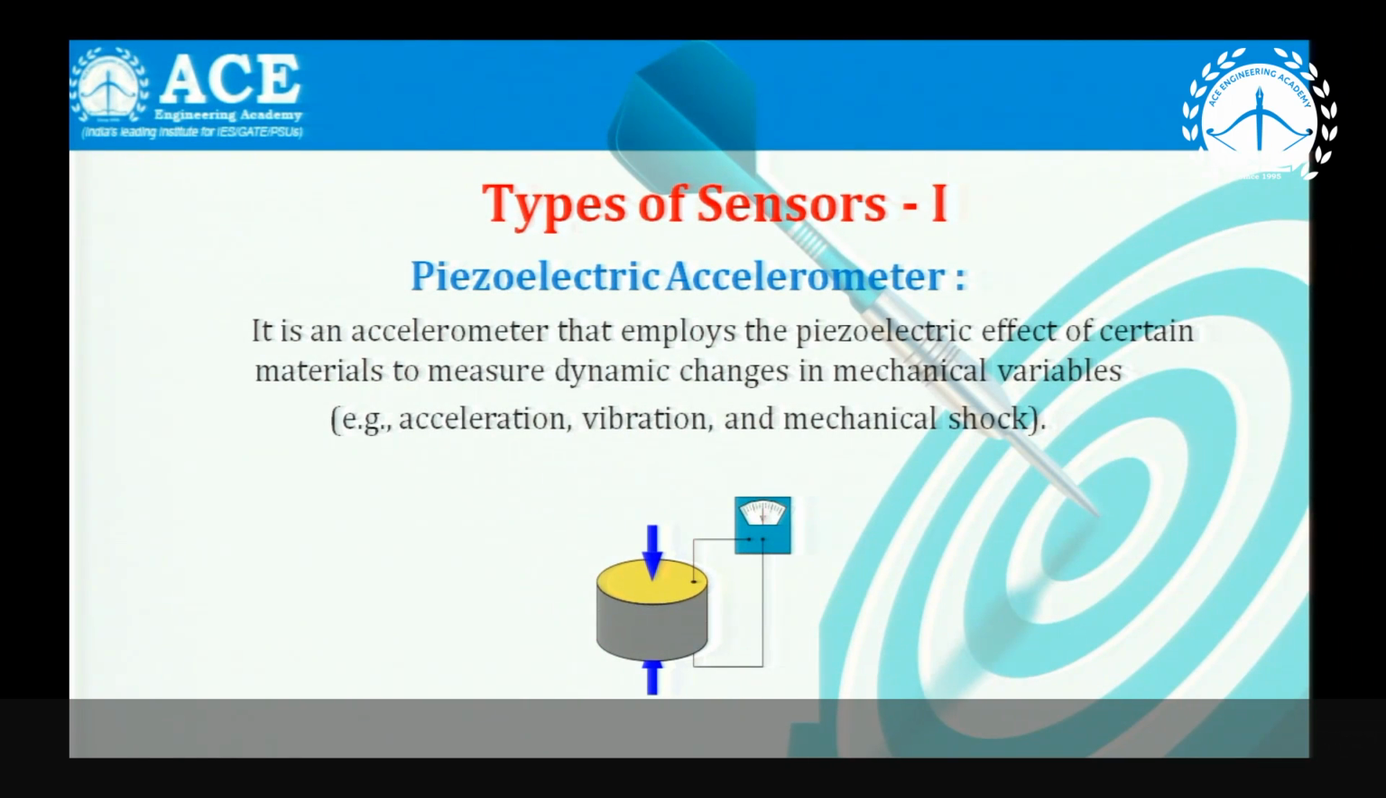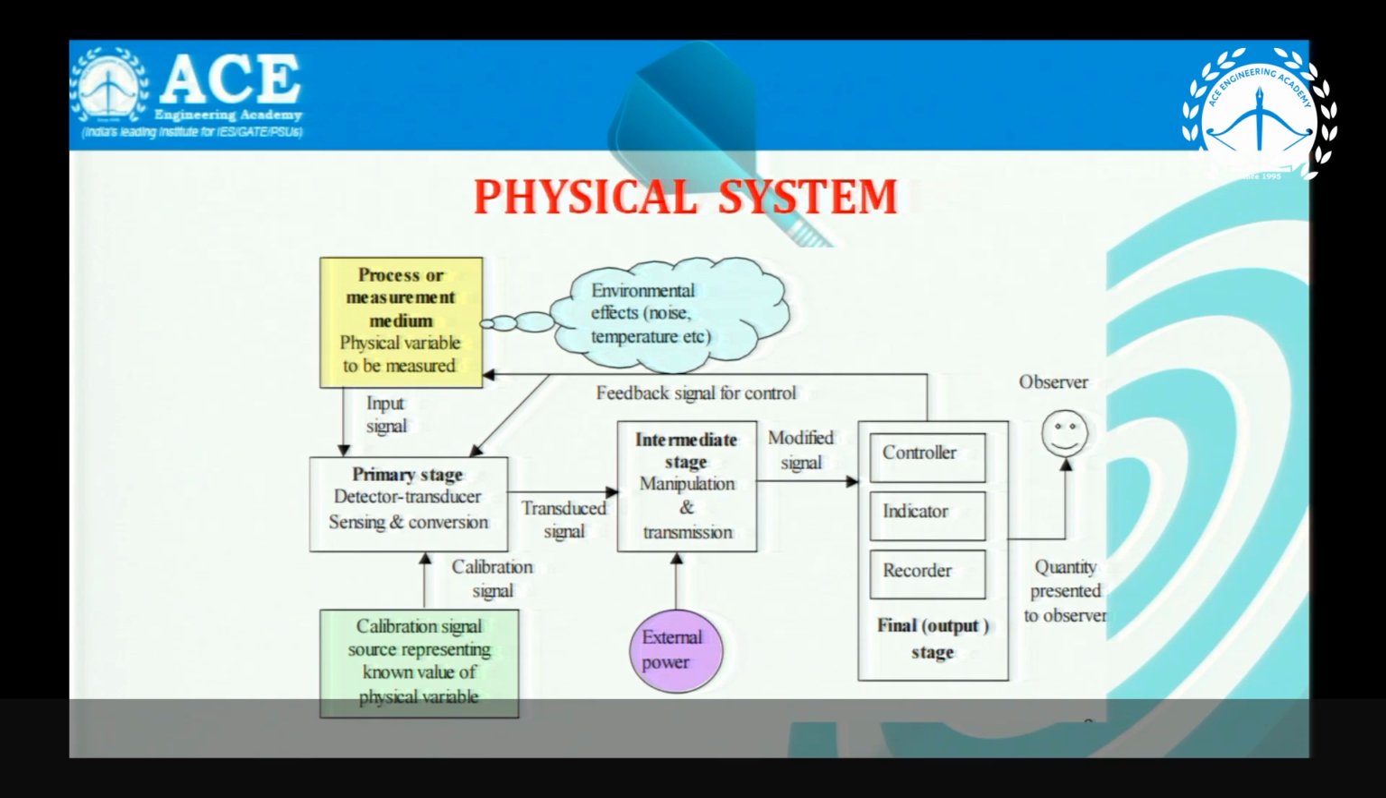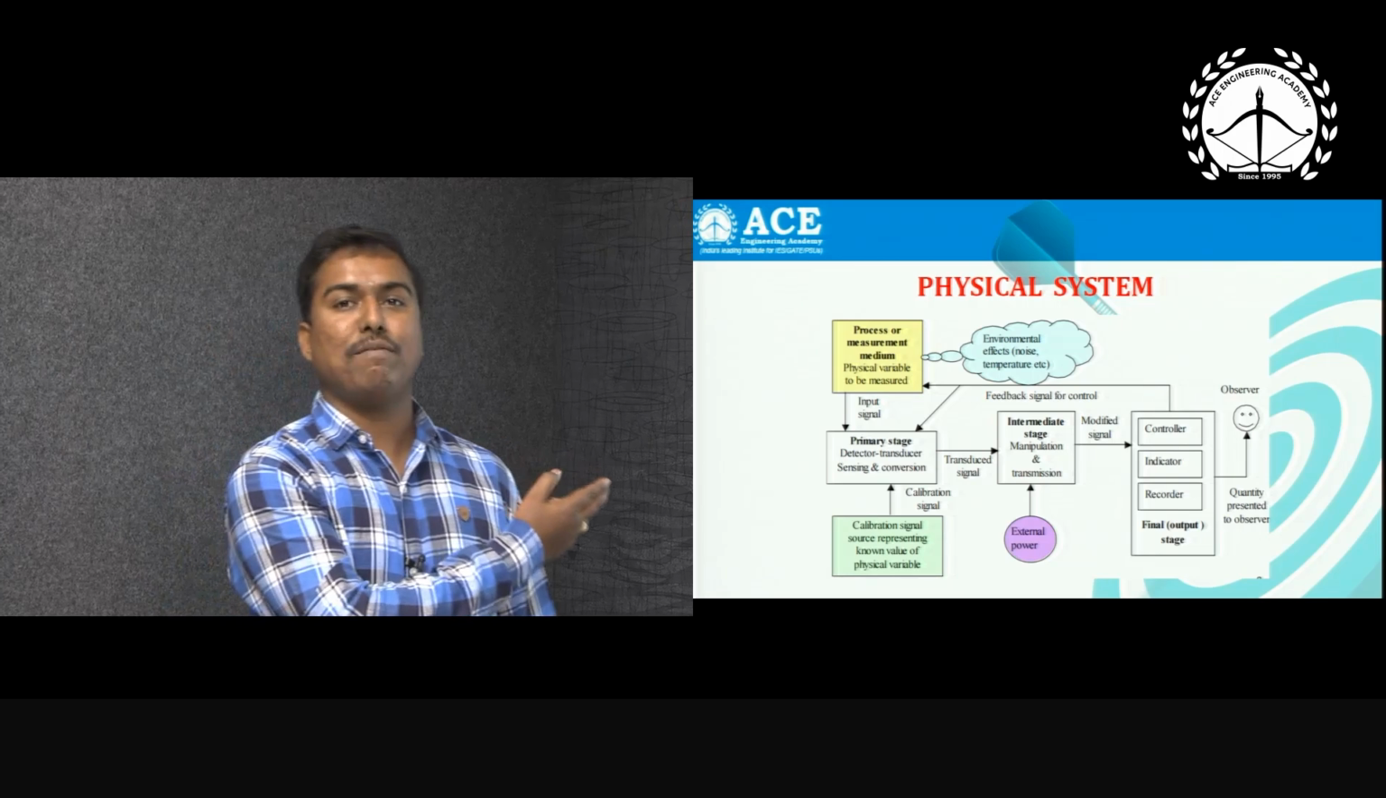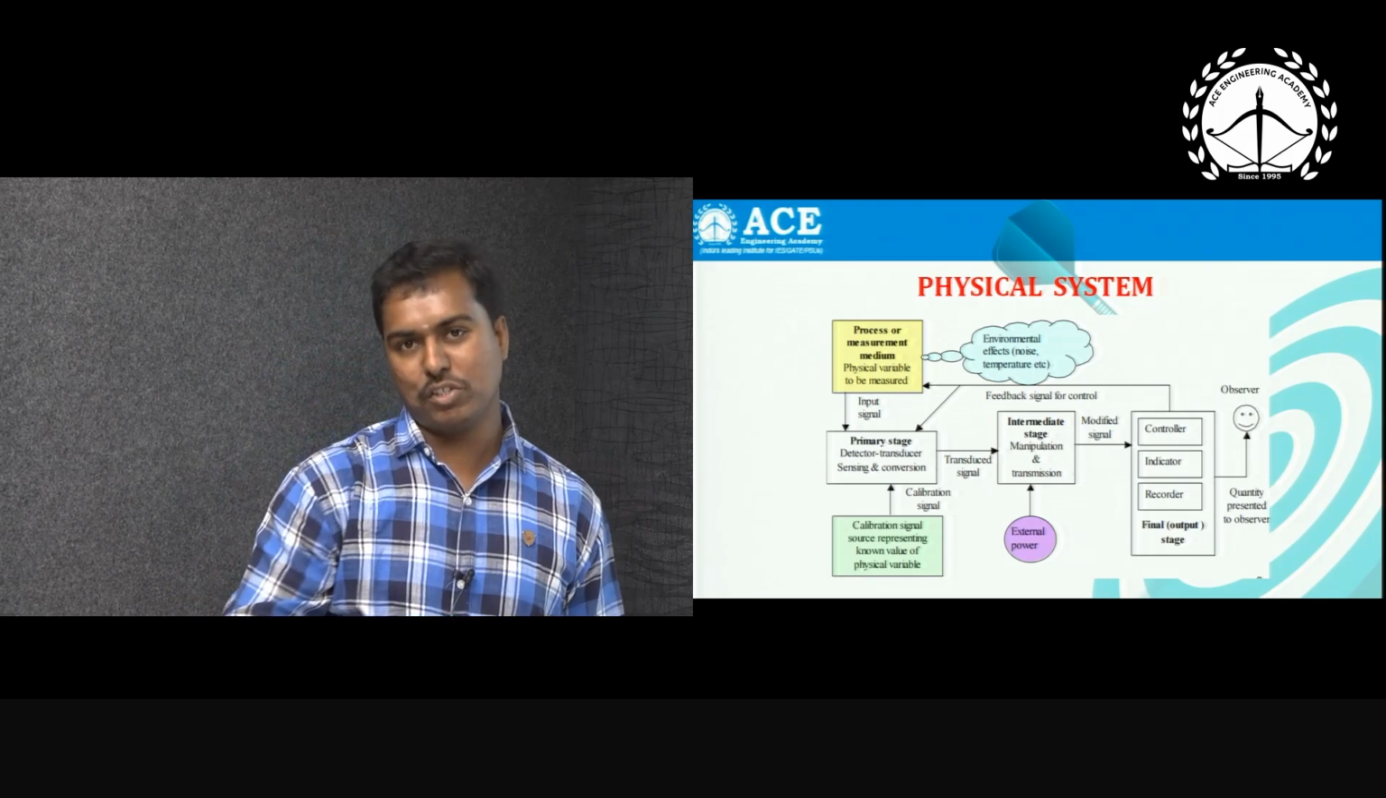So in the syllabus, he has given types of sensors. Before that, where are these sensors and actuators essentially used? By this block diagram you can understand. This is a block diagram of a physical system which is followed in the industry.